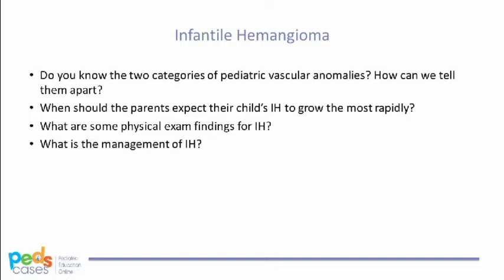Finally, large, regional, or segmental infantile hemangiomas found on the face have a 30% risk of underlying PHACES syndrome. This syndrome stands for posterior fossa abnormalities such as Dandy-Walker malformation, hemangioma, arterial or aortic anomalies, cardiac anomalies, eye abnormalities, and finally, sternal defects or clefting.